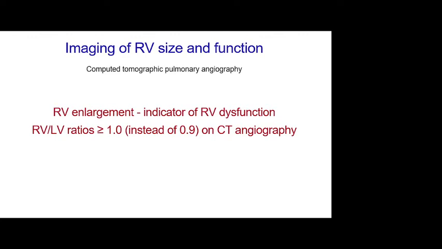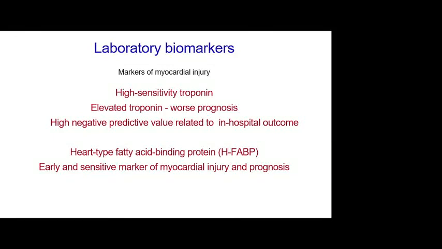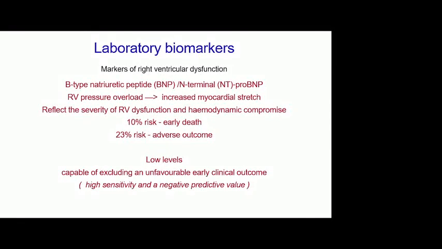CT also will help to assess the right ventricle. It will be enlarged in the CT compared to the left ventricle. Then other than the imaging modalities, we can look at biomarkers to assess right ventricular injury and dysfunction. So high-sensitivity troponin and heart-type fatty acid binding protein, those two will be elevated if there is myocardial injury. So prognosis will be worse when these are positive.